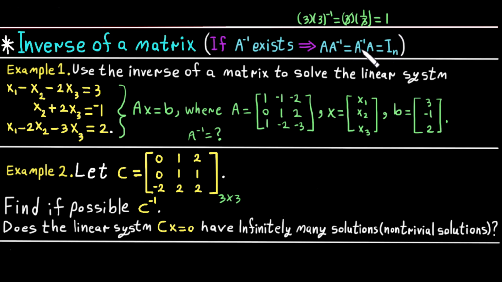Here, A inverse is not an exponent as in 1 over A, because all of these are matrices. But the relation between this and this is that if you multiply A by the identity, you will get the same A. Here, if you multiply 3 by 1, you will get 3. The same thing here: if you multiply A by the identity, you will get A.